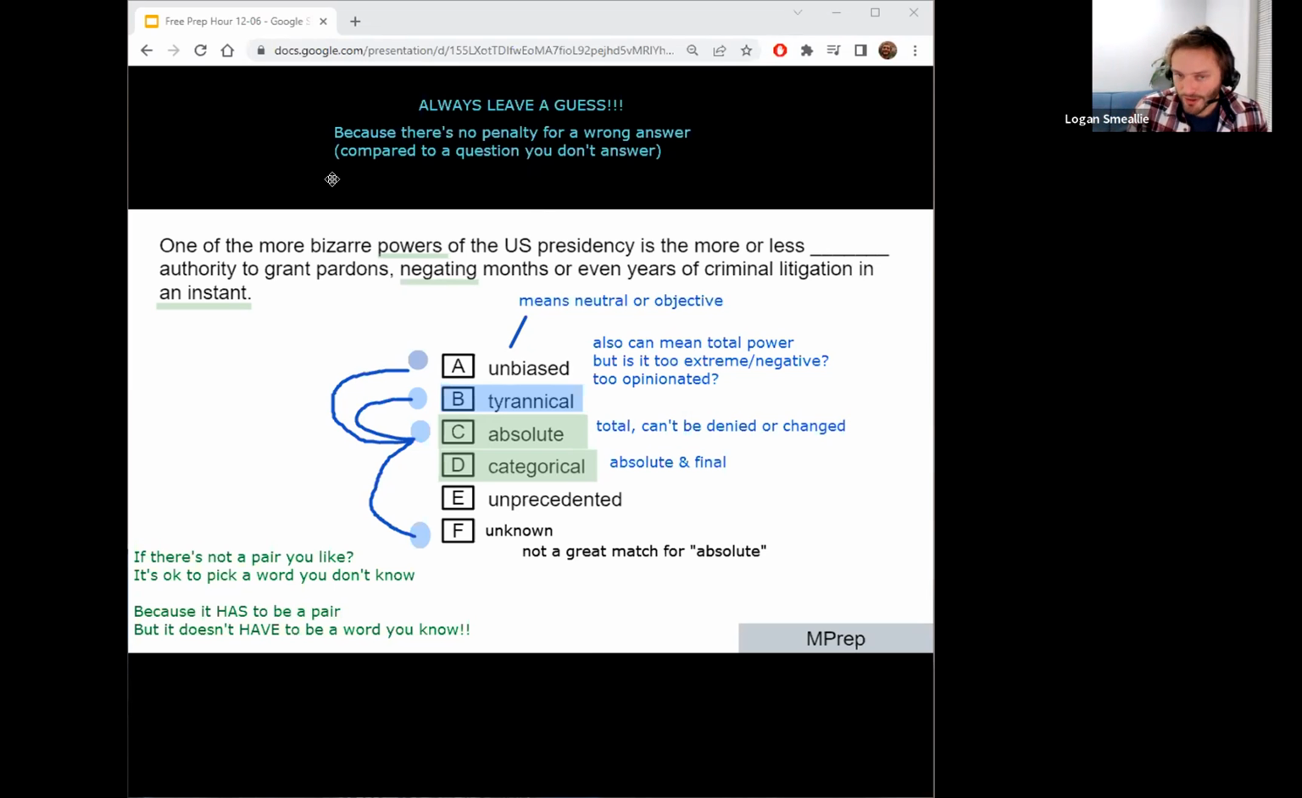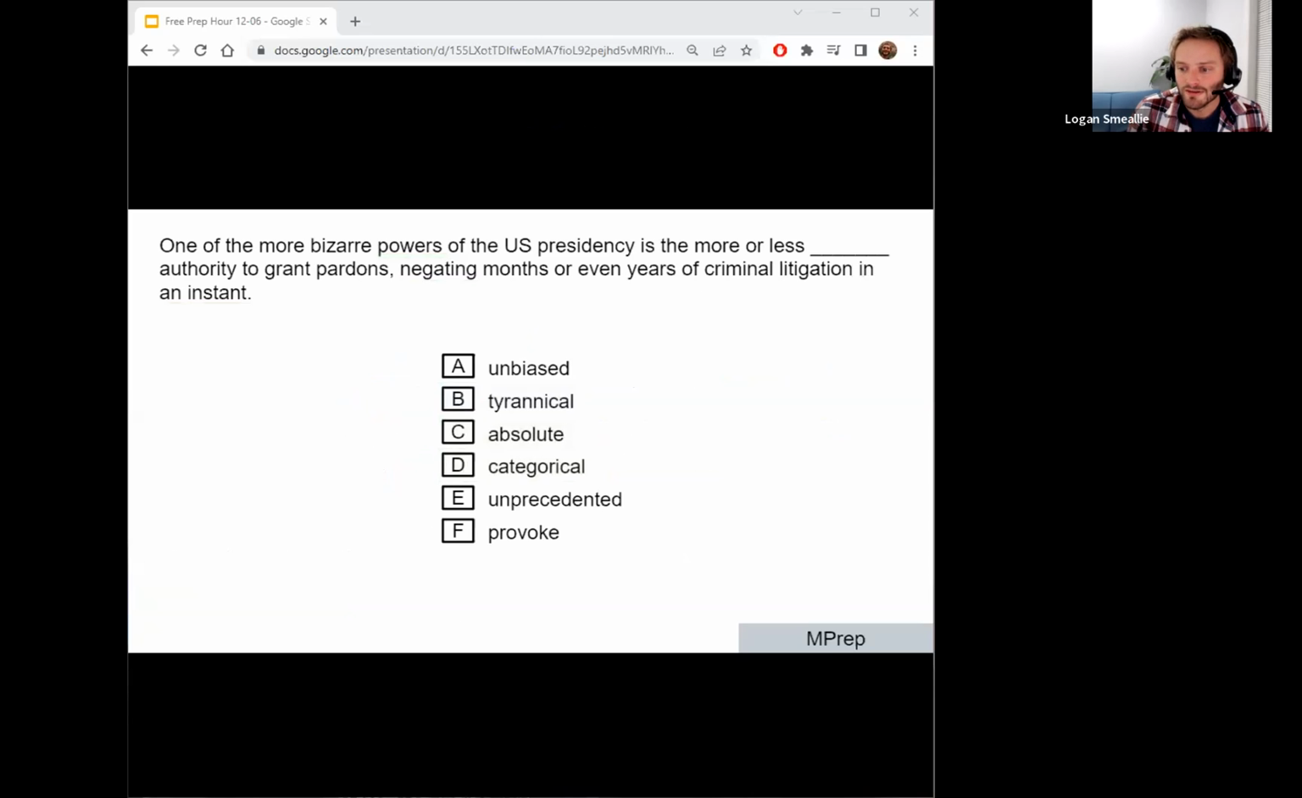Okay, let's do a couple more. We got 10 more minutes or so. That's the last one I have in the slideshow, but I got another one pulled up in a different mode.